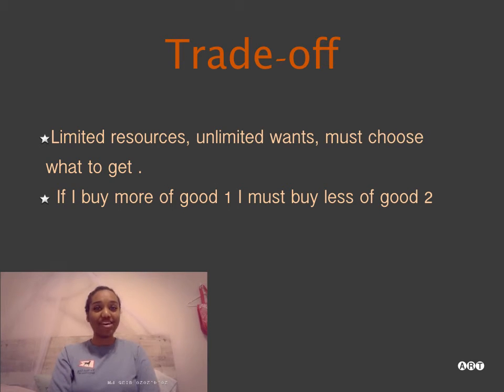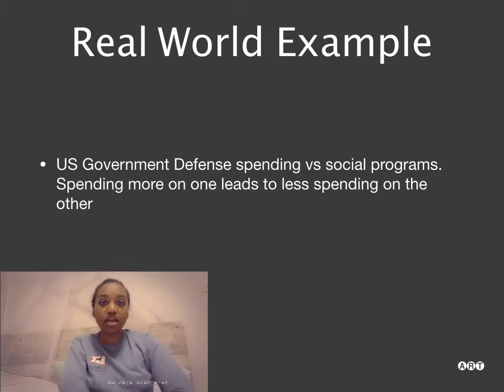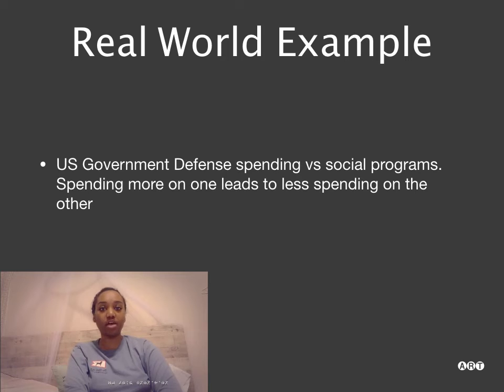Next is trade-offs. When you have limited resources and unlimited wants, you must choose what to get. If I buy more of good 1, I must buy less of good 2. A real-world example of a trade-off is the comparison between the U.S. government defense spending versus the social programs expenditure. Spending more on the one leads to less spending on the other.